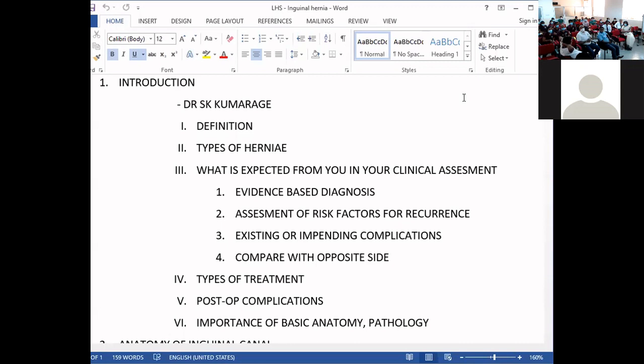Is strangulation a pathology term that is used in pathology, madam, or is it a? No, it's a clinical term. Strangulation means the blood supply is impaired, right? So strangulation can occur in any of the hernial contents.